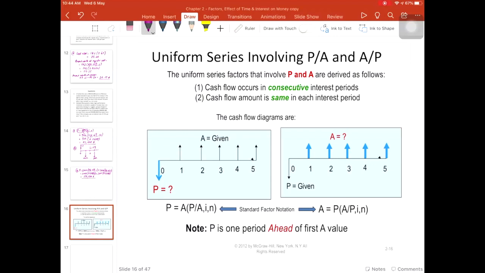Alright. This slide should show you what the cash flow diagram looks like for P over A and A over P. Okay, that means for P over A you have to find P. A is given every year until year 5. If the inflow is inflow, outflow is outflow. Okay, depend on the arrow. So please remember that. Okay, P/A and A/P.